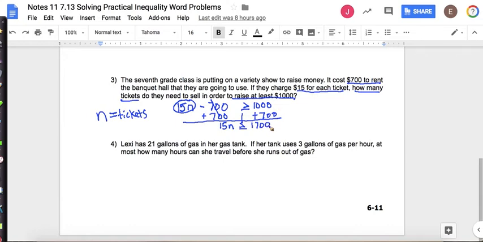Now, what's the opposite of multiplication? Good, it's division. So we're going to divide both sides by 15. The 15s will cancel. And n is greater than or equal to 113.3 repeating.